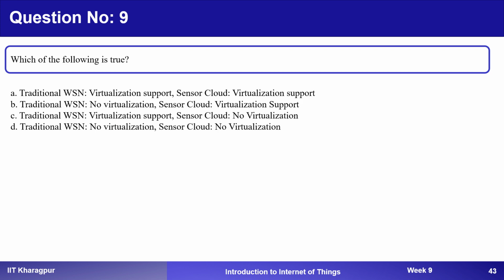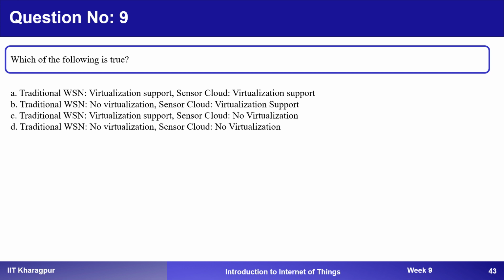Next question is, which of the following is true? Option A is, in your traditional WSN virtualization support is there, and in your sensor cloud virtualization support is there. Second option is, no virtualization in traditional WSN, however there is virtualization in sensor cloud. Third is, there is virtualization in WSN and no virtualization in sensor cloud. Fourth is, no virtualization in both WSN and sensor cloud. Option A. Yes. Okay, there is virtualization support in traditional WSN.